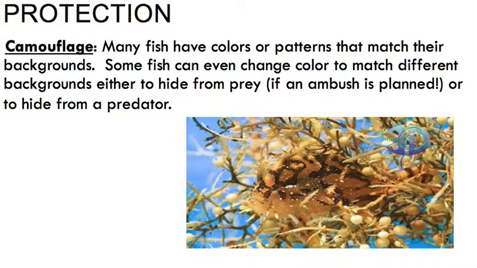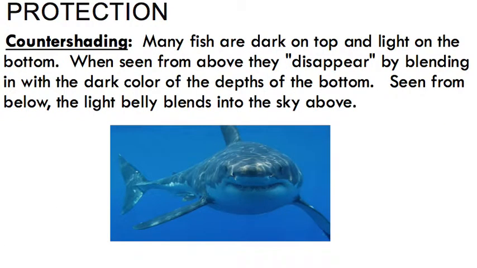Right. Then we've talked about this in the beginning of the year, but there's counter shading, where many fish are dark on top and light on the bottom. Seen from above looking down, their darkness blends in with the dark bottom of the ocean, and then if you're looking up at them, the white underneath blends in with the light from above.